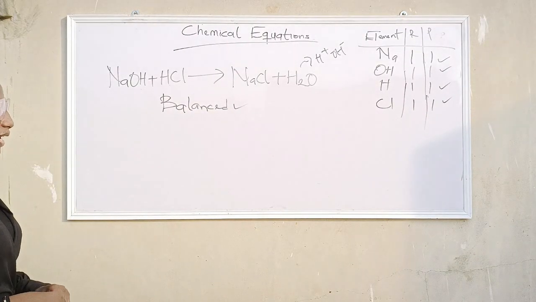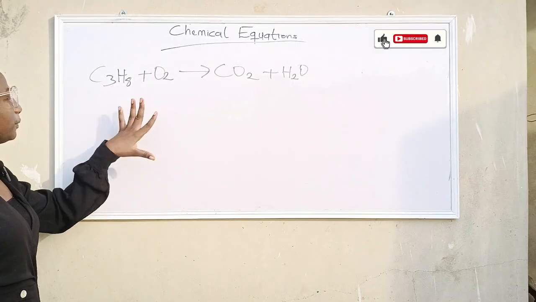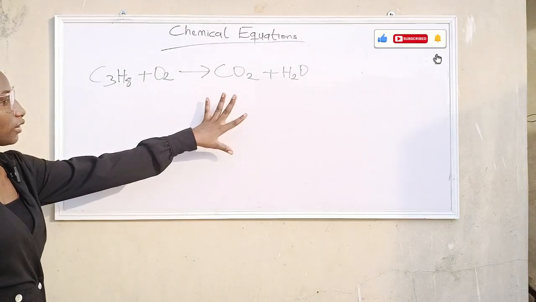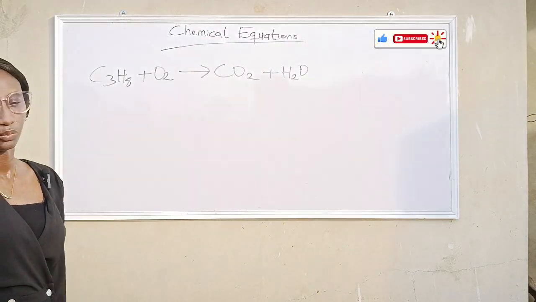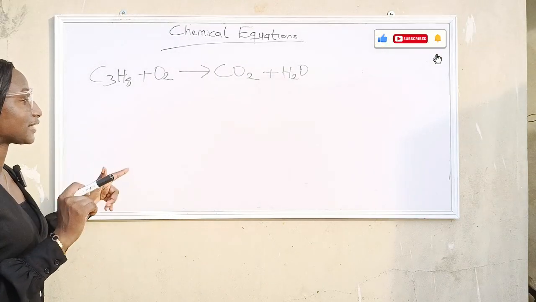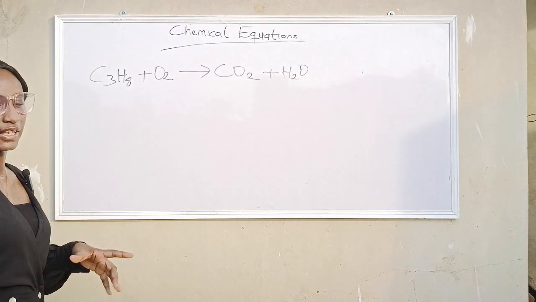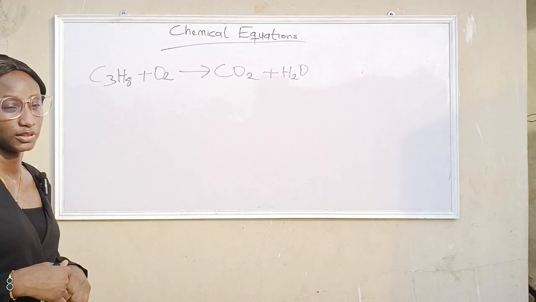Now let's look at another example. We have C3H8 reacting with oxygen to give us carbon dioxide and water. So first thing first is to do what? Yes, to write the elements and also to count the number of atoms at both sides to see what exactly we want to do. All right.